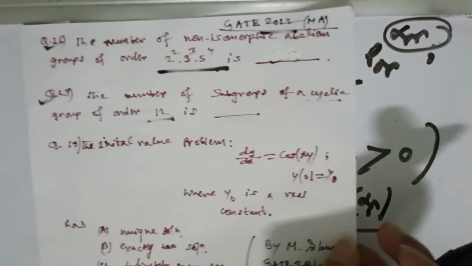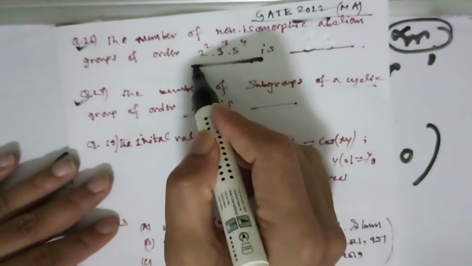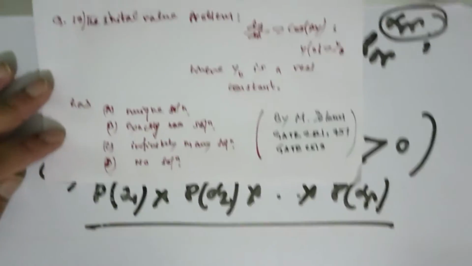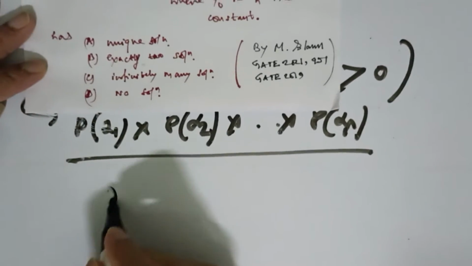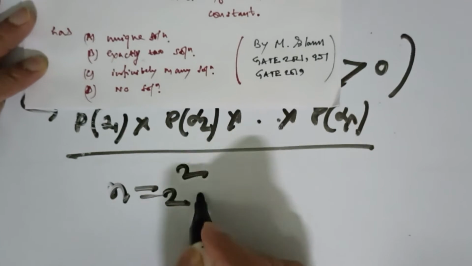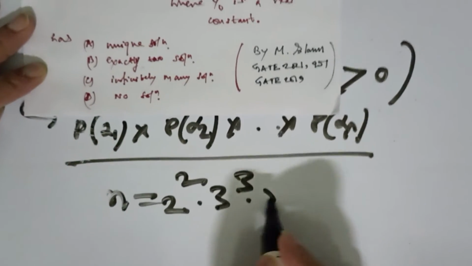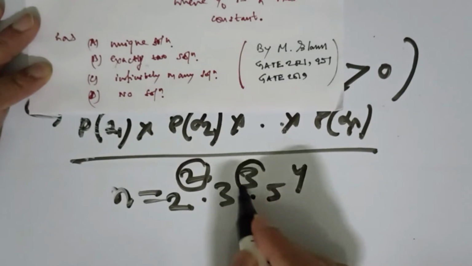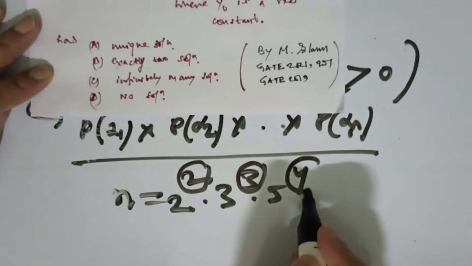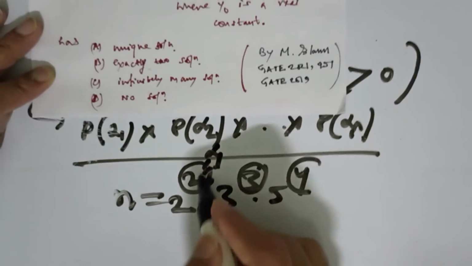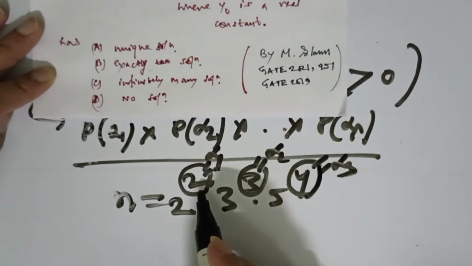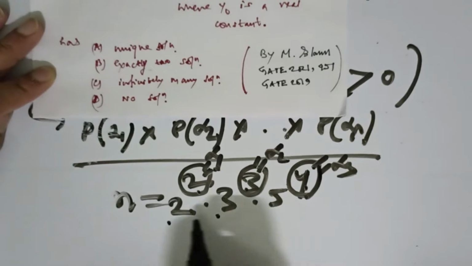So for this problem, it is given that n equals 2 power 2, 3 power 3, 5 power 4, right? So alpha 1 equals 2, alpha 2 equals 3, and alpha 3 equals 4. Okay, so we have to find the partitions of 2, 3, and 4. These are all powers of the primes 2, 3, 5.